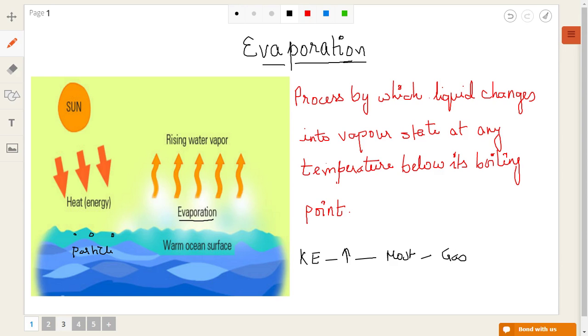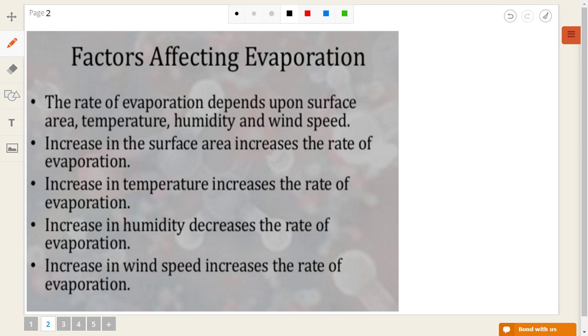Now, what are the factors which affect the rate of evaporation? The few factors which govern the rate of evaporation are surface area, temperature, humidity, and wind speed. Now coming to the surface area. The more the surface area, the more the rate of evaporation. It means the greater the surface area exposed to the sun, the more the evaporation. So area is directly proportional to the rate of evaporation.